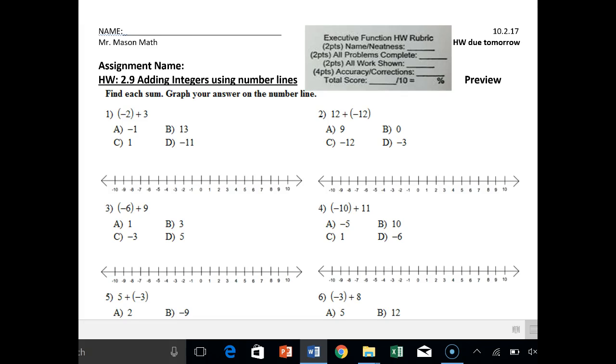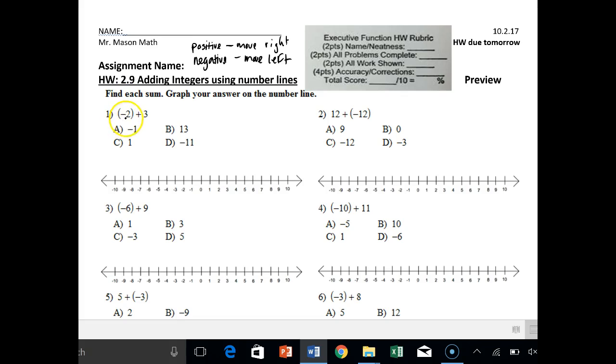But what we're going to do is add integers using number lines. So if a number is positive, that is pretty simple. You're going to want to move right on the number line. And if a number is negative, you're going to want to move left on the number line. Okay, so it is possible that sometimes I'll have you move left twice, right? Negative plus a negative.